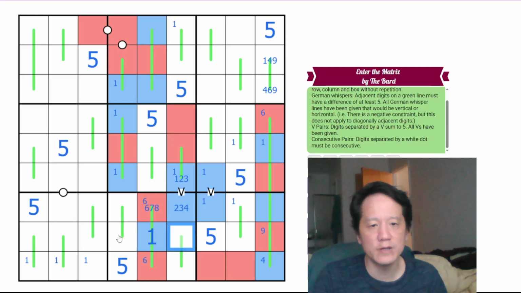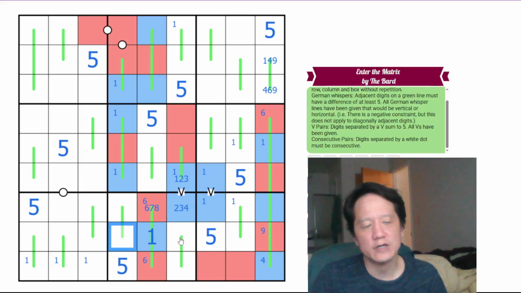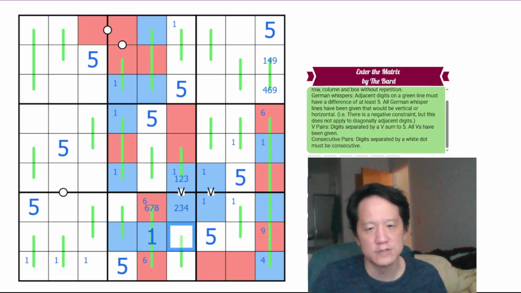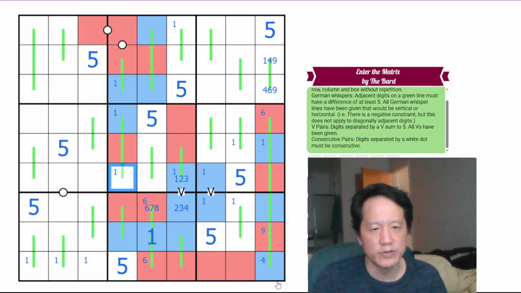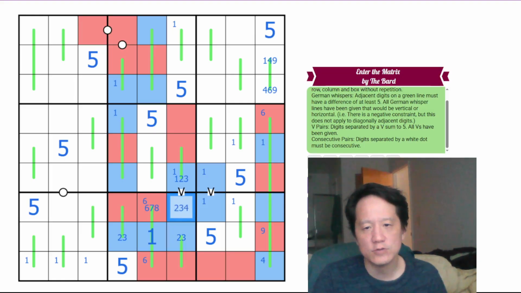These cannot be highs, because if they were high, there would have to be German whisper lines connecting them to it. So this is not high. This is low. This is low. We have 4 lows. This must be high then, which makes this high. This can no longer be 1 because it has a high digit next to it without a German whisper line connecting it. 4 cannot be either of these because the V's are already all given and there's no V connecting these. So this is 2, 3, 2, 3, which forces this to be 4.